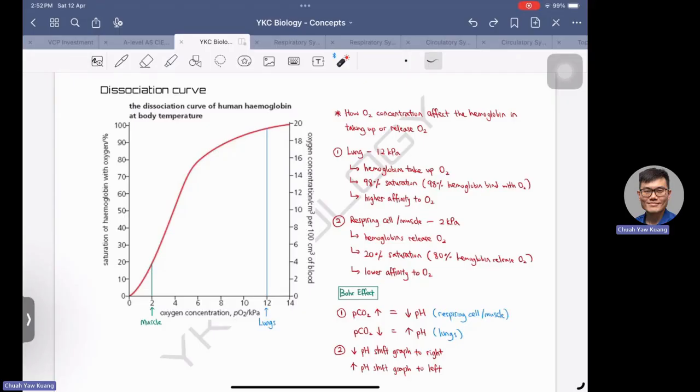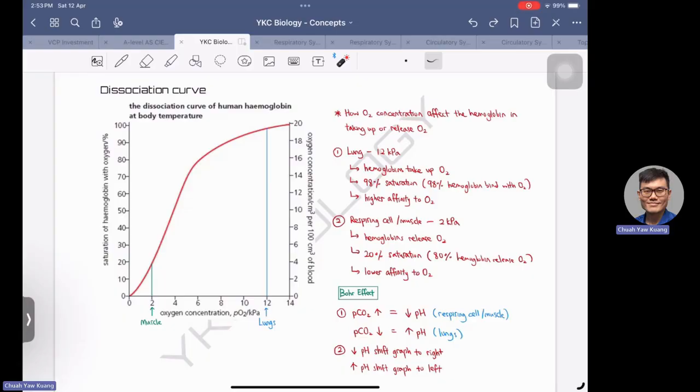Hi everyone. We are going to discuss the dissociation curve and the Bohr effect in this video. The oxygen dissociation curve is a graph that shows the relationship between the partial pressure of oxygen and the saturation of the hemoglobin with oxygen. In other words, this graph shows how the oxygen concentration can affect the hemoglobin in taking up or releasing the oxygen.